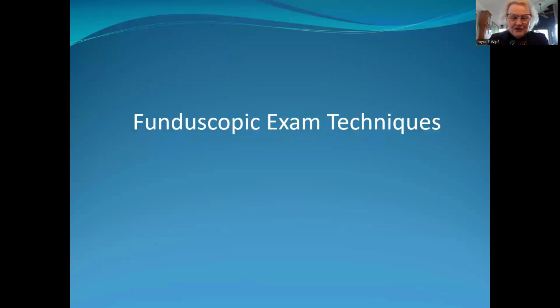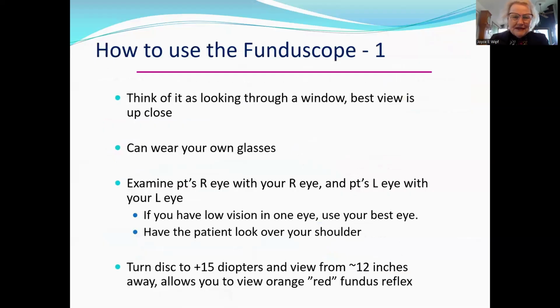All right, so just to remind us about funduscopic exam techniques, think of it as looking through a window. The best view is going up close. You can wear your own glasses, otherwise you have to do the correction on the funduscope for your own vision as well as the patient's. And you generally want to examine the patient's right eye with your right eye and left eye with your left. However, if you have low vision in one eye, use your best eye and have the patient look over your shoulder. If they look right into the scope, they're going to see the macula, and then their eyes will immediately constrict and you won't see anything.